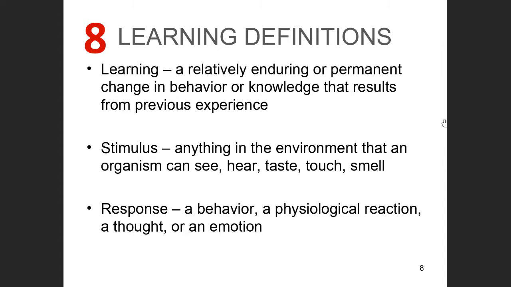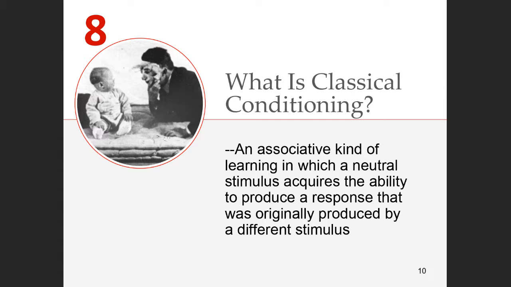So classical conditioning, it's an associative type of learning in which a neutral stimulus acquires the ability to produce a response that was originally produced for a different stimulus. So really there are 4 different types of elements in classical conditioning, and Ivan Pavlov is the one who came up with this theory of learning.